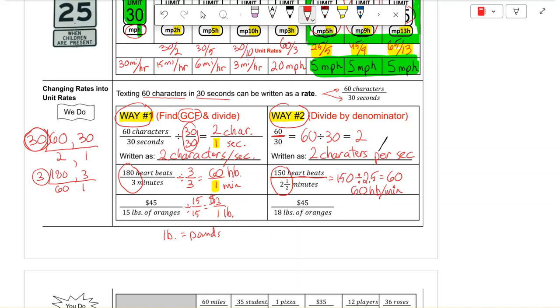And finally, the last one, the oranges. This is $45 for 18 pounds of oranges. So 45, this line means to divide by 18. Type it into your calculator. And it is 2 5/10. But we need to make it into money, so we need another 0 here. So it's $2.50 per pound.